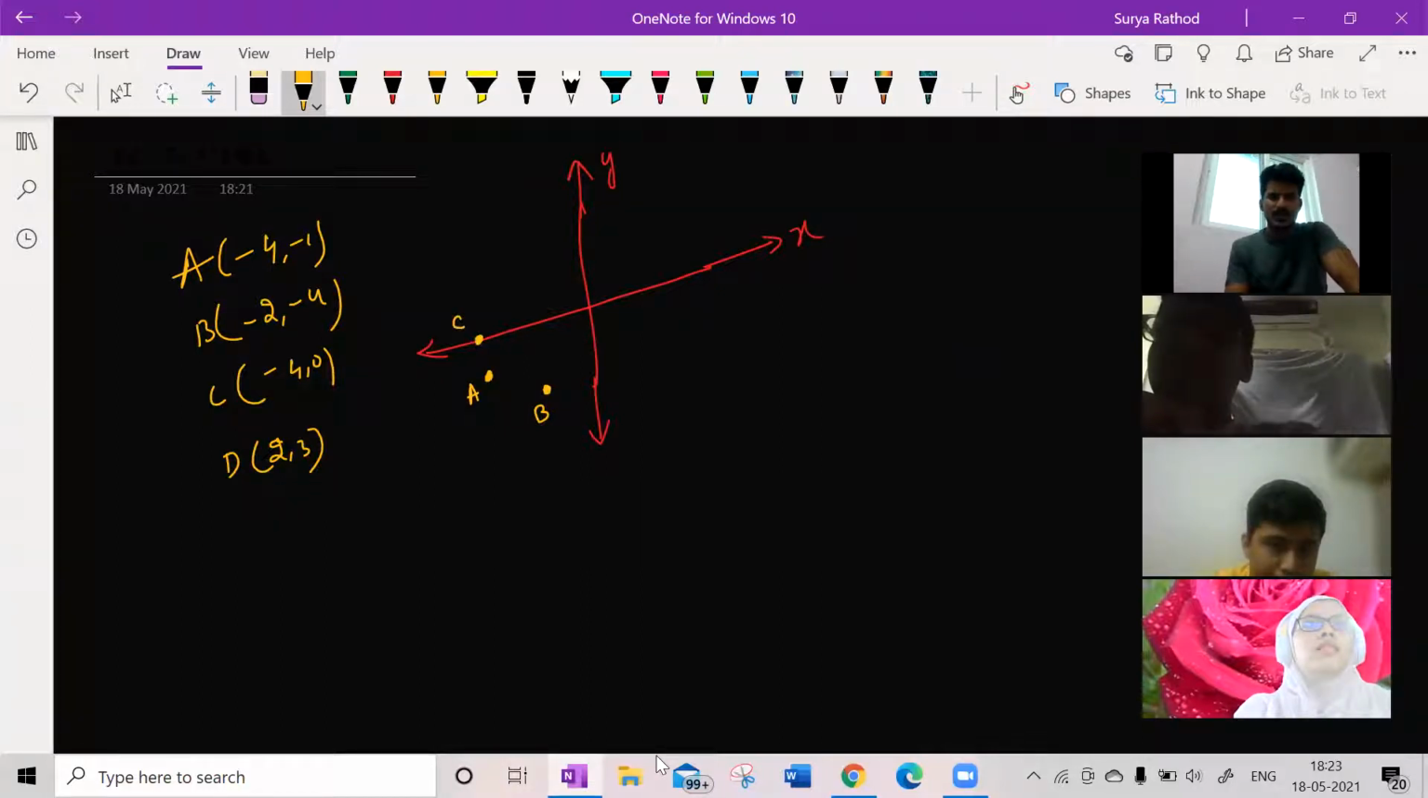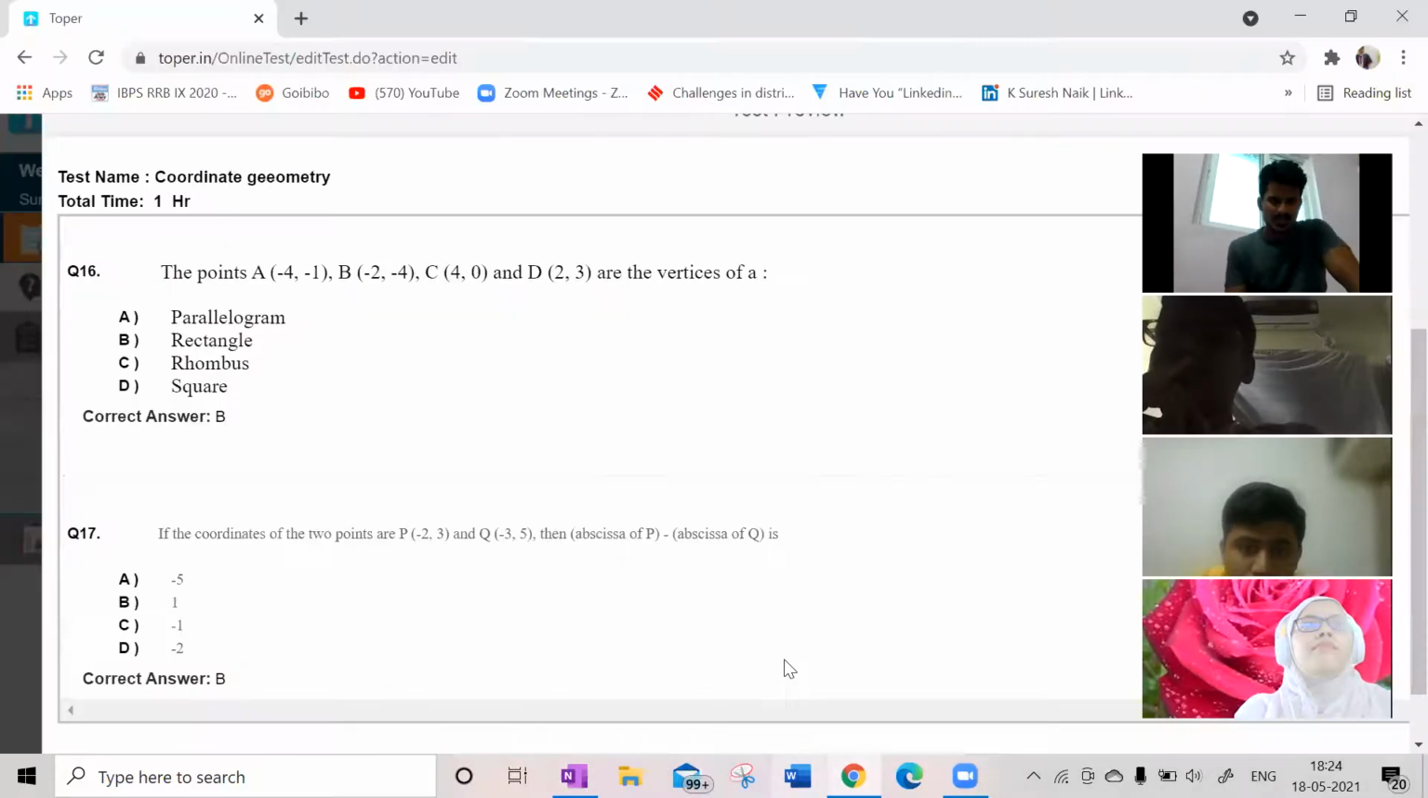What is the point (2, 3)? 2 is going to be here, 3 is going to be in quadrant 1. Quadrant 1, it is going to be somewhere here. Now he is asking, are these vertices of a parallelogram or what?